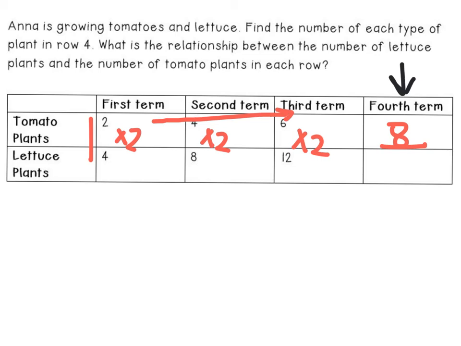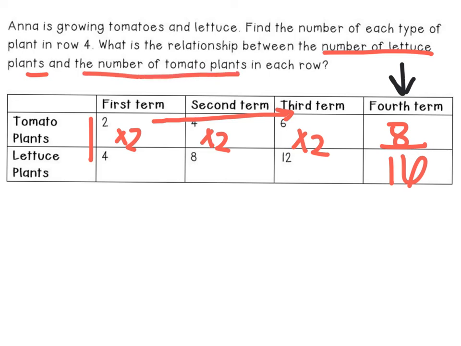lettuce plants. So I know that as I go from top to bottom, I'm multiplying by 2. So 8 times 2 is 16. So now that I've filled in that last term, I can figure out the relationship between the number of lettuce plants and the number of tomato plants. Remember, in the last example, we had to use rule A and rule B. Well, here it says, what's the relationship between? We need to use the number of lettuce plants, because it says it there, and the number of tomato plants.